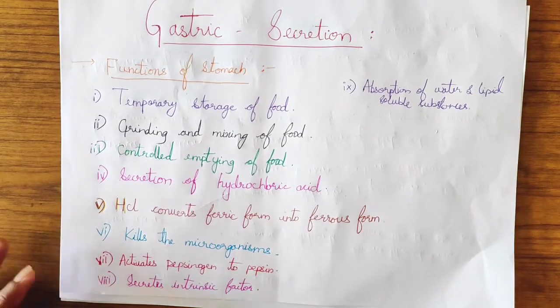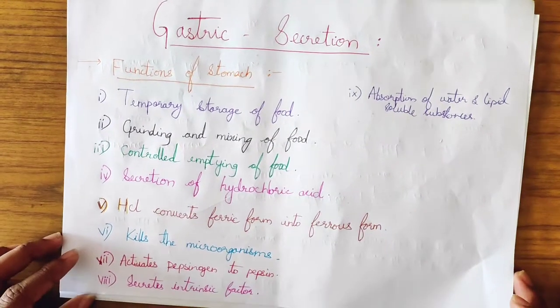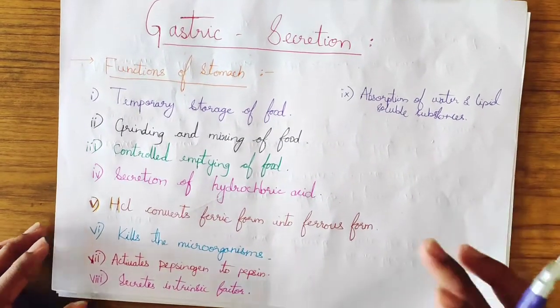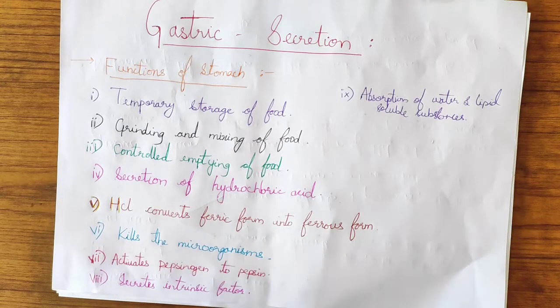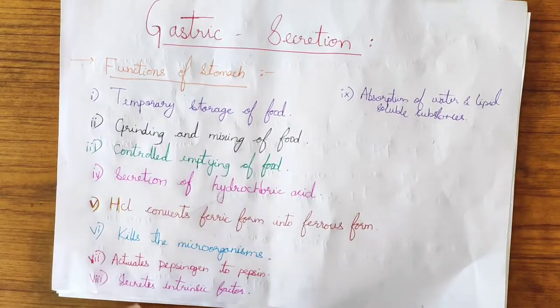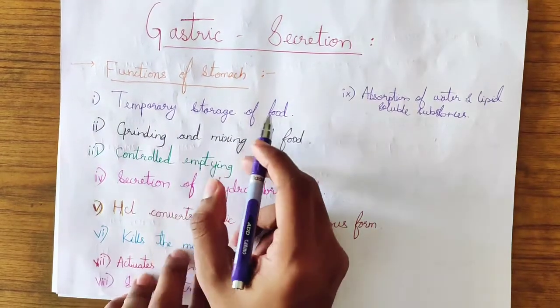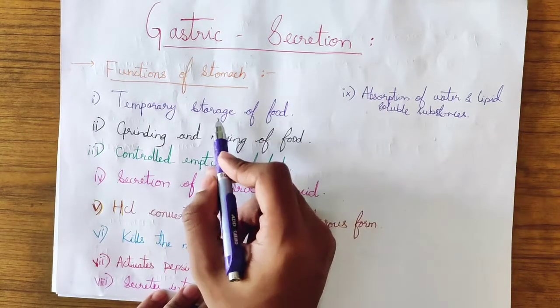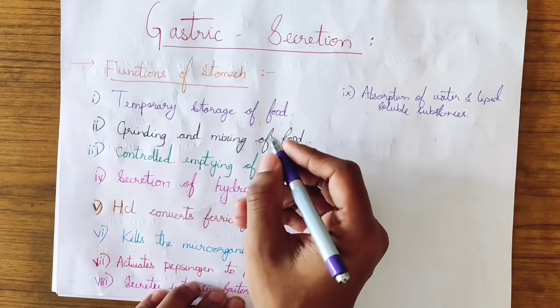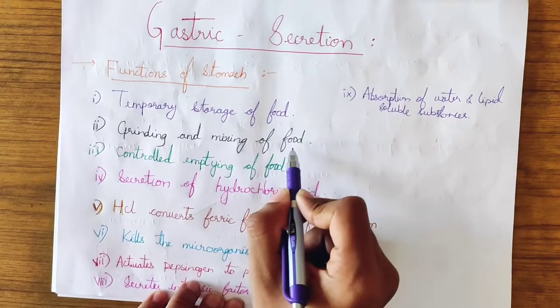So let's start. What are the functions of the stomach? The anatomy of the stomach I will not be discussing here because it is in the anatomy chapter, in the abdomen part. So we will only talk about the functions of the stomach, the gastric juice and its secretion. So the functions of the stomach. The first one is the temporary storage of food. As you know, the stomach stores the food for a little amount of time before passing it to the small intestine. The next one is the grinding and mixing of the food.